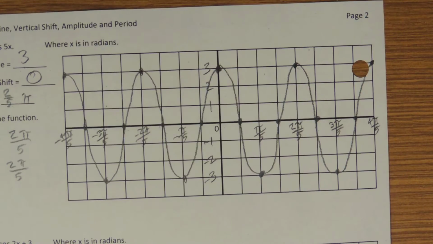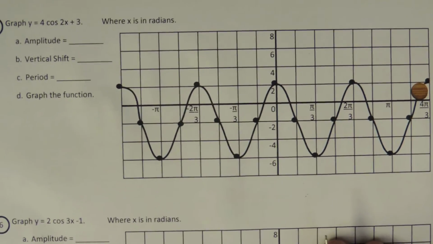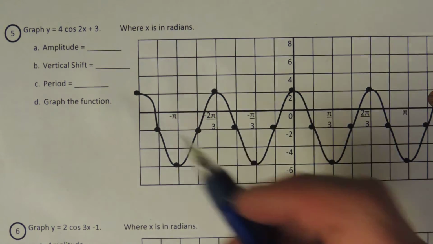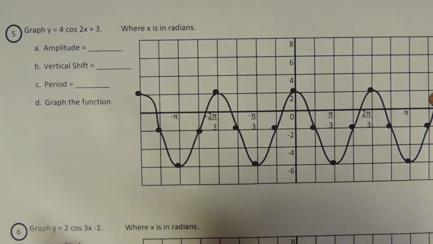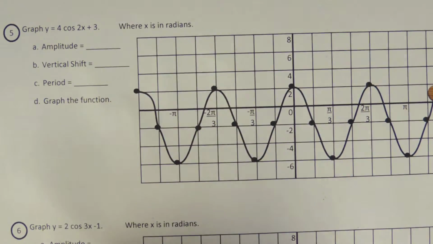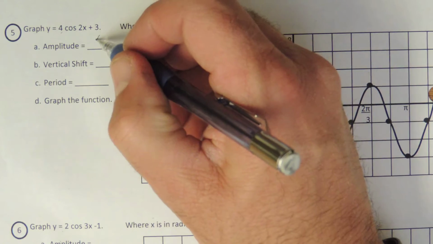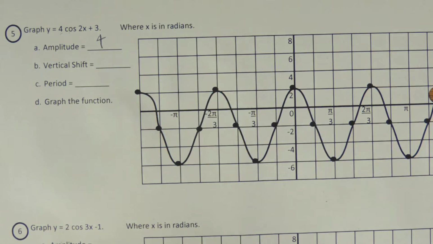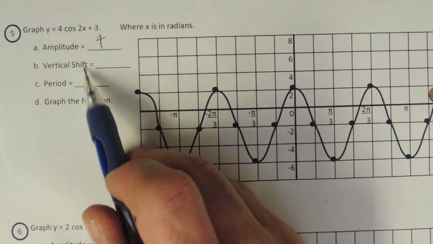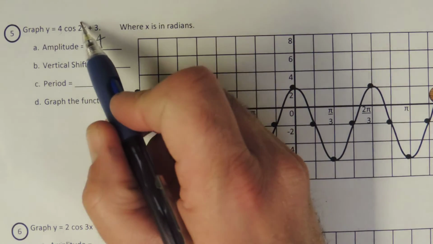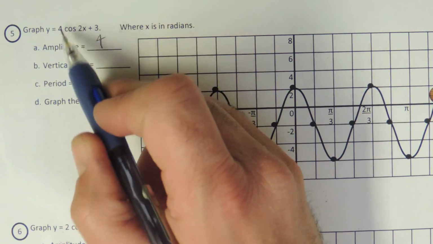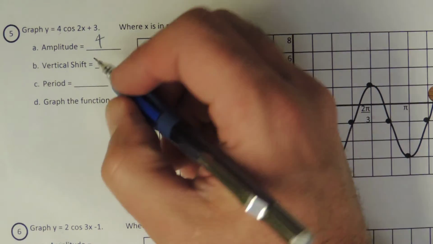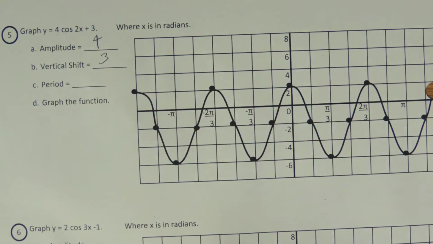I'll show you how to do problem number 5 now. And you'll notice on problem 5, there's already a graph there. We're going to have to ignore that. I can analyze my equation the same way though. Amplitude, once again, is 4, because that's what's multiplied by the cosine in this case. Vertical shift, now I'm adding something. Once I calculate my value of the cosine function, I will add 3. I'll always add 3. That shifts it up vertically 3 units.